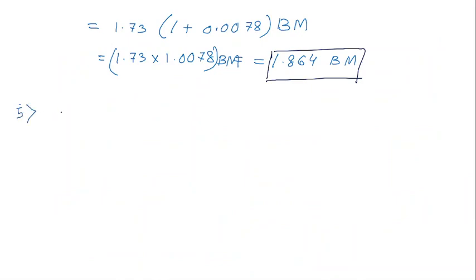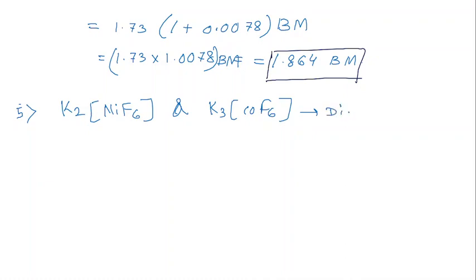Okay, then the next question. I am giving a few complexes. We have to tell which one is diamagnetic and which one is paramagnetic. Diamagnetic is where all electrons are paired, and paramagnetic is where there is a presence of unpaired electrons in the system. We have to calculate which one is diamagnetic or paramagnetic.